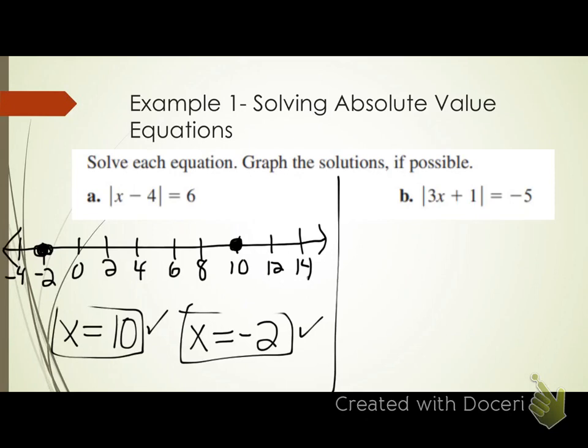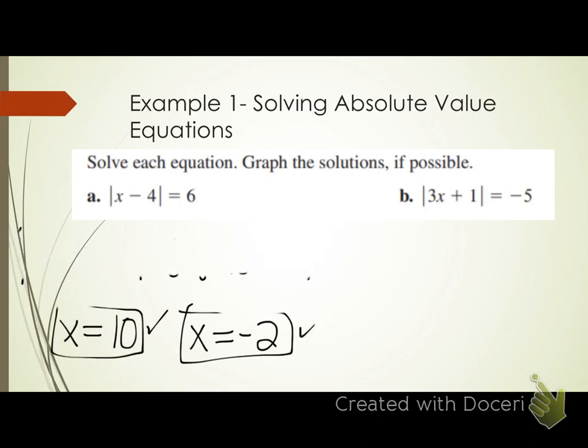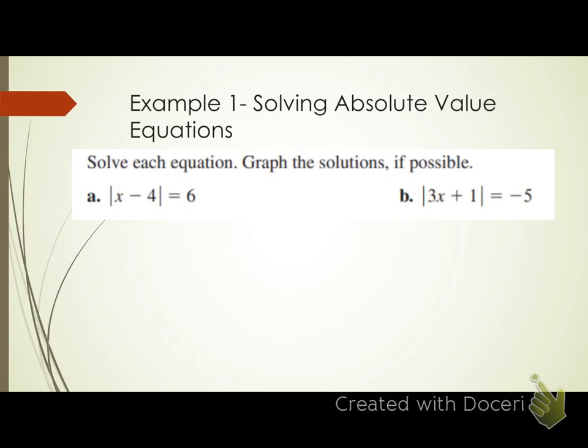Letter B. Absolute value of 3x plus 1 equals negative 5. Can I erase letter A to give me some more room? Okay, any ideas here on letter B? Absolute value of 3x plus 1 equals negative 5.